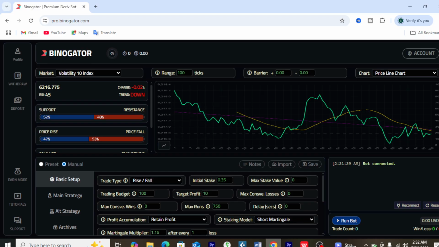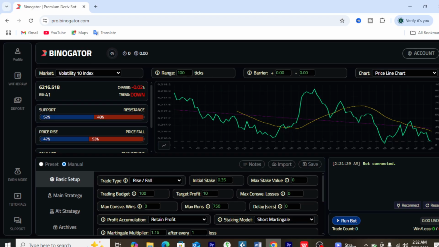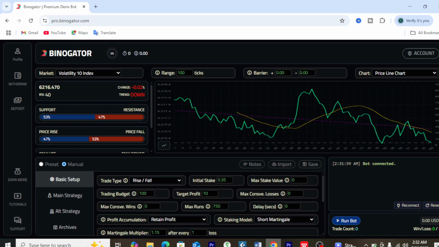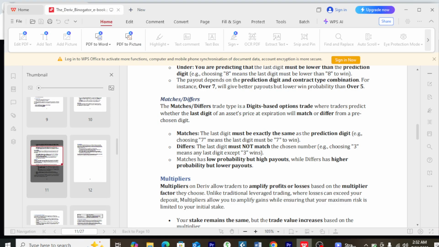Today I'll be talking about the matches differs contract and how to automate it on Binogator. So first things first, what is the matches differs? The matches differs trade type is the digit based options trade where traders predict whether the last digit of an asset price at expiration will match or differ from a pre-chosen digit.